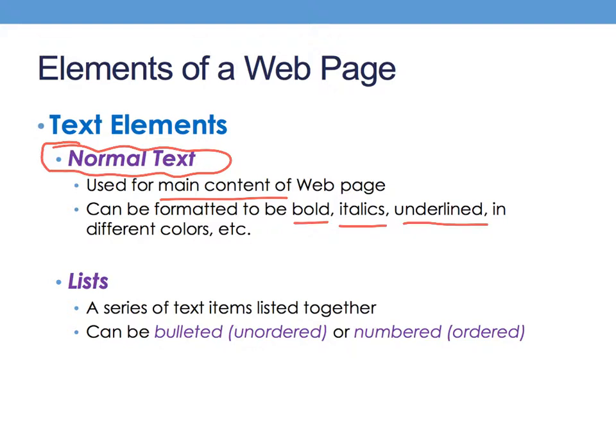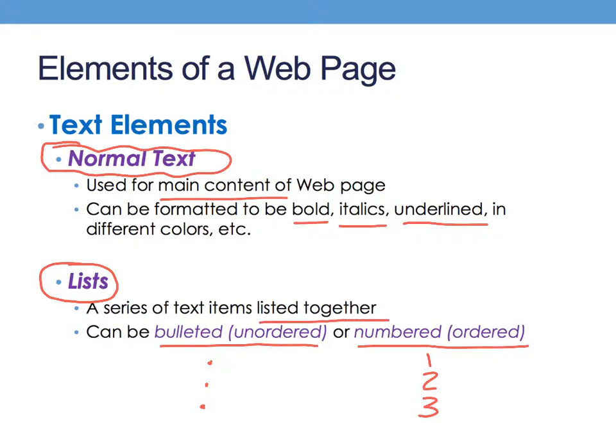And the second type of text element is called a list. And these are items that are grouped in some way, they are related in some way. They can be bulleted or unordered lists. They can also be numbered or what are called ordered lists. So maybe you have information that needs to be numbered 1, 2, 3, or maybe you have something that just needs to be bulleted. So we'll talk through both types of lists, but these are things that are grouped or listed together.